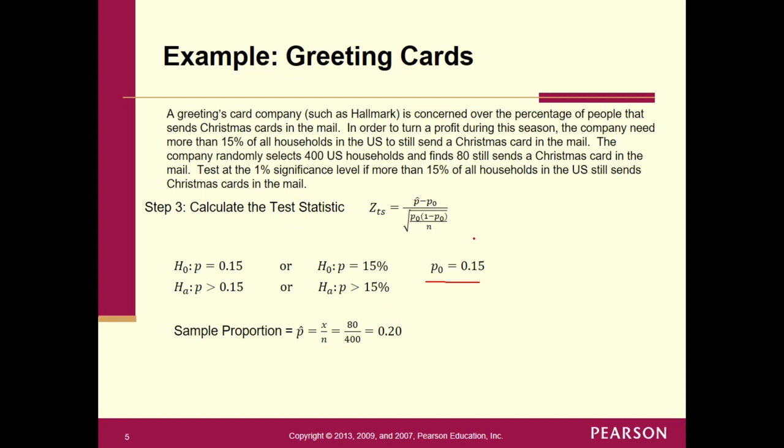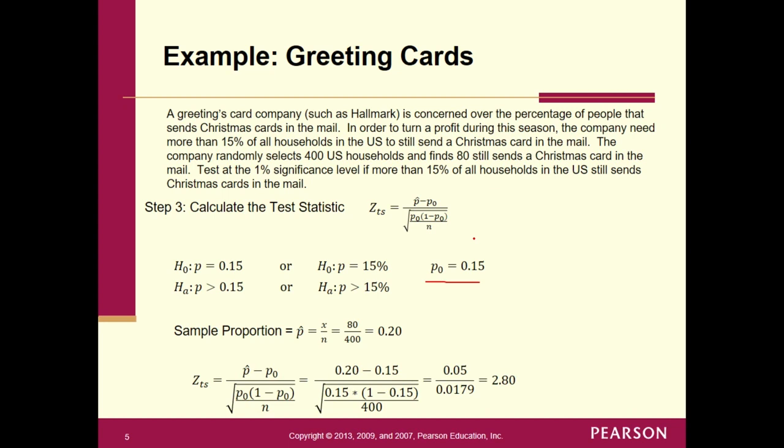So n is 400, p hat was 0.2. So plug it in, right? Get your calculator out and pause this. See if you can calculate it on your own first. Put in the numbers and write them all down. Put them in your calculator. See if you get what I get. Pause the video and come back when you're done.